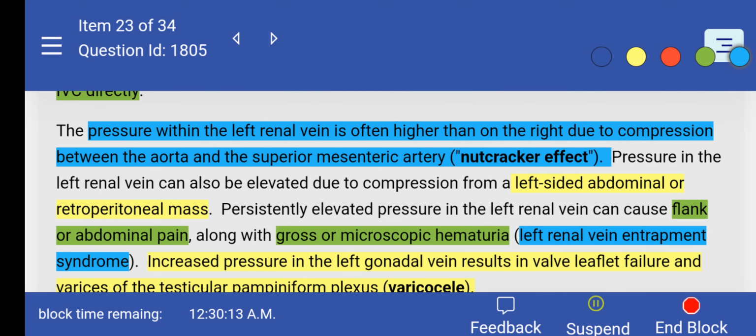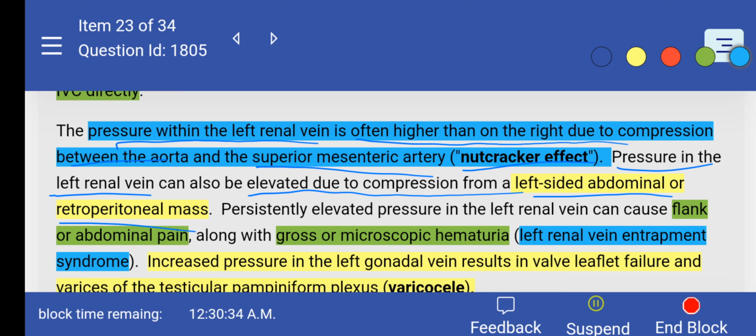So the pressure within the left renal vein is often higher than on the right due to compression between the aorta and superior mesenteric artery. That is called nutcracker effect. We talked about this. Now, pressure in the left renal vein can also be elevated due to compression from left-sided abdominal or retroperitoneal masses.